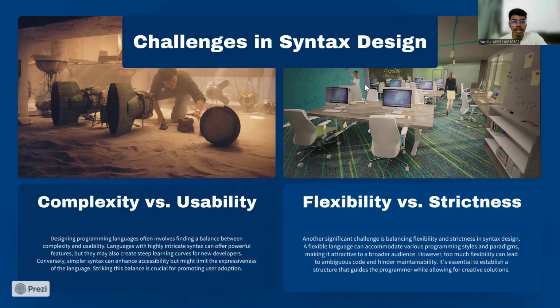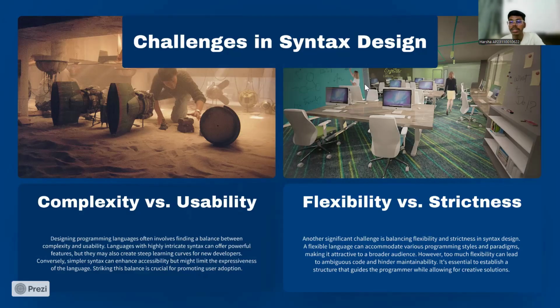So, complexity versus usability. With complexity, it has more features, that means more powerful languages, but harder to learn. While with usability, simple syntax is easy to learn, but may lack advanced features. For example, C++ is powerful but has complex code structures, and Python is simple but has less low-level control.